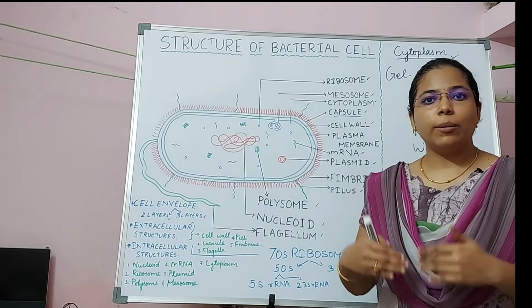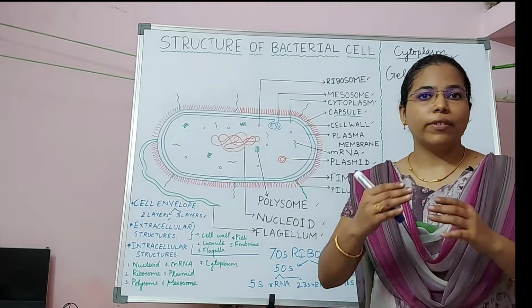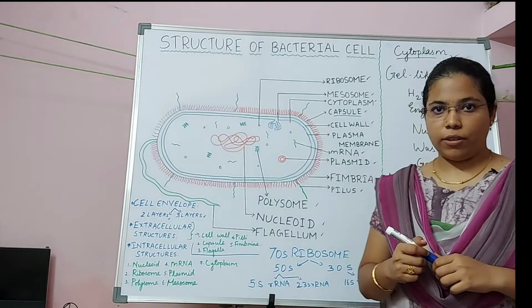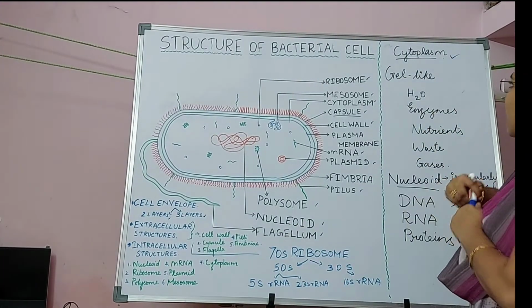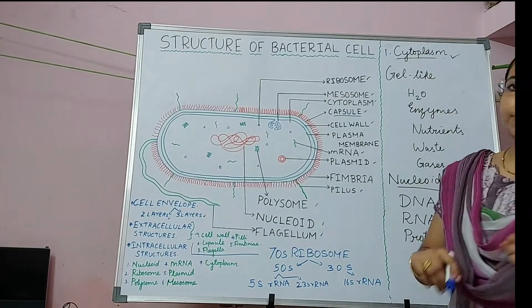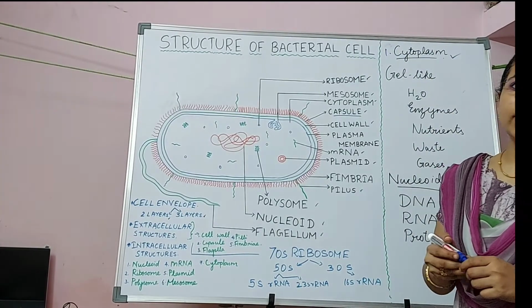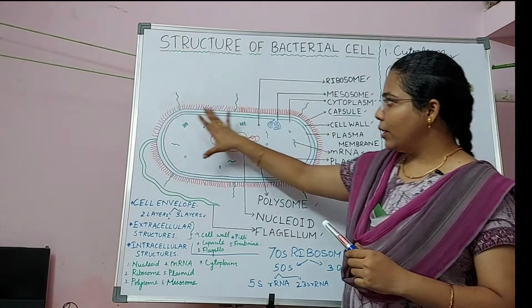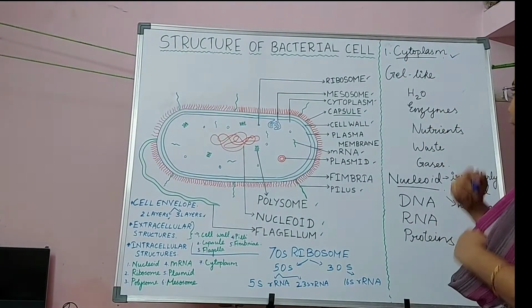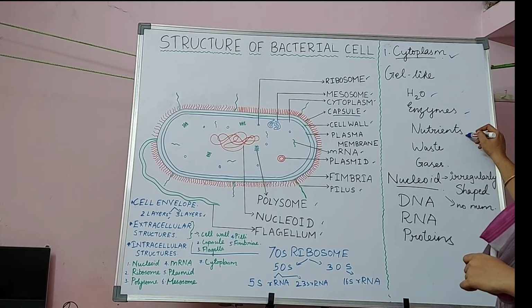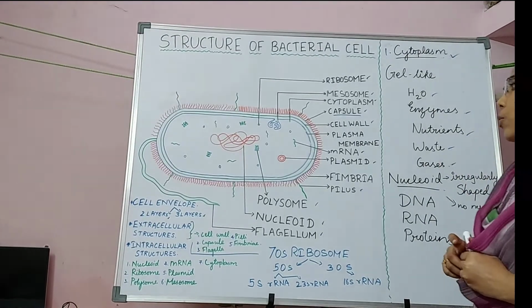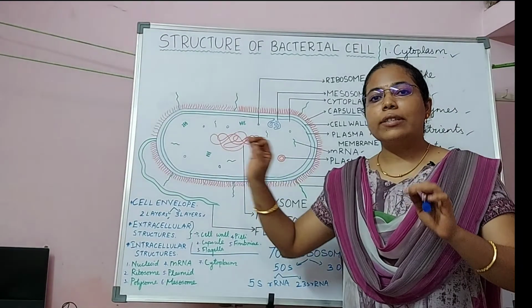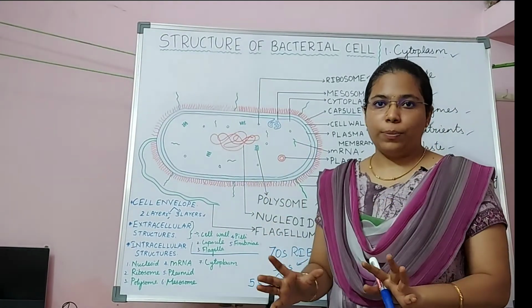So far we have studied the extracellular structures. Now we will move on to intracellular structures. Among the intracellular structures, first we will see cytoplasm. Cytoplasm is a gel-like matrix that is present inside the plasma membrane. It has water, enzymes, nutrients, waste and some gases in it. So all the cellular substances are scattered in the cytoplasm.